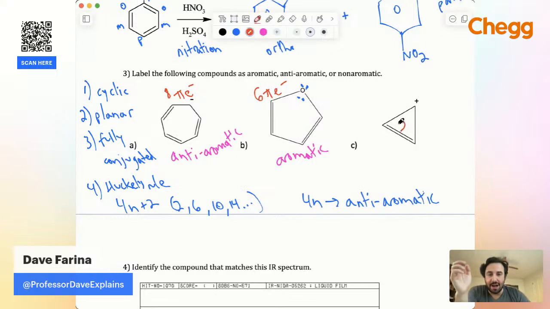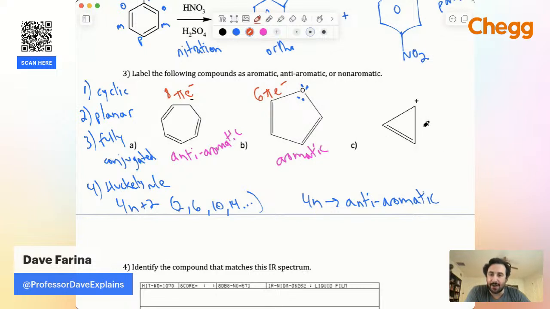Because you could put the pi bond there, and then you'd have the plus charge there. And then you could also put the pi bond here and get the plus charge there. And in each case, you'd be neutralizing that one. So you can have a pi bond in each of the 3 positions, and you can have the carbocation on each of the 3 positions. So it is fully conjugated.